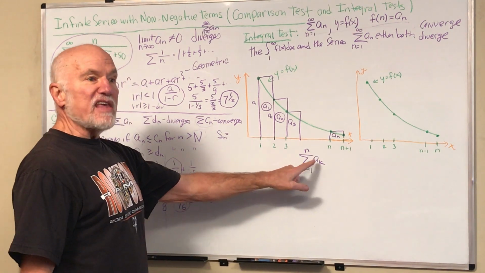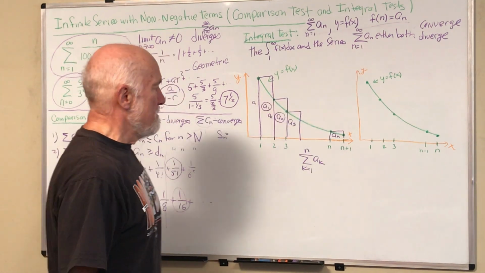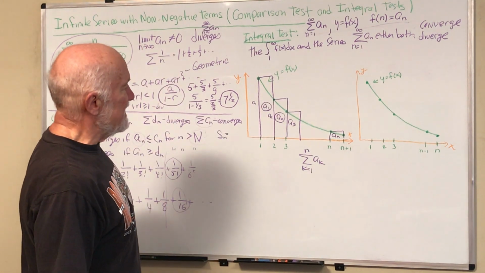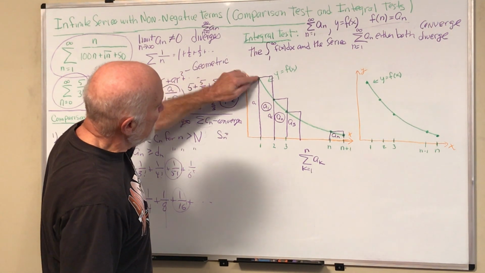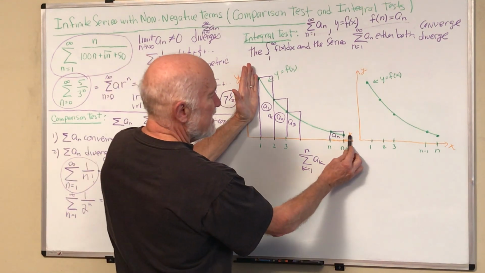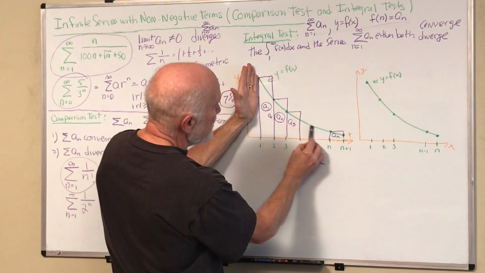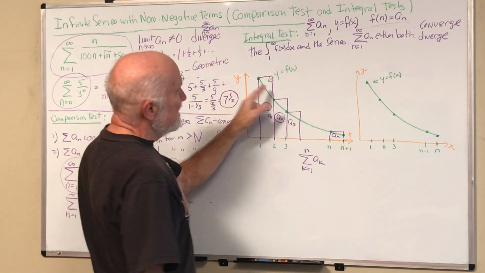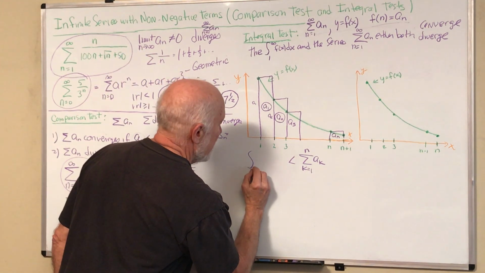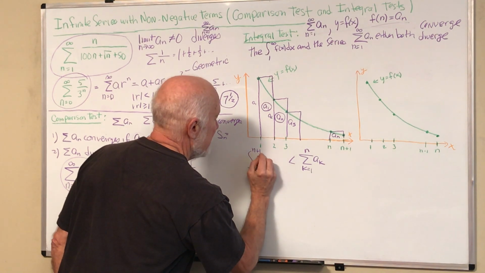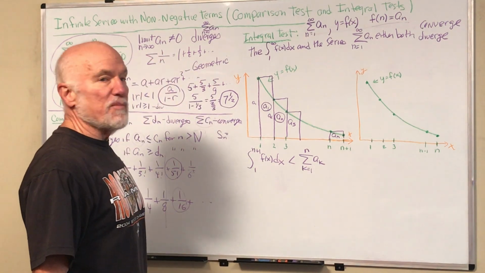And you can see that this is the nth partial sum of this series. And what can we say about that? Well, look at this integral. If you take the integral from 1 to n plus 1, you can see that the area underneath the integral is less than under these rectangles. So I can say the integral from 1 to n plus 1 of f of x dx is less than this summation.